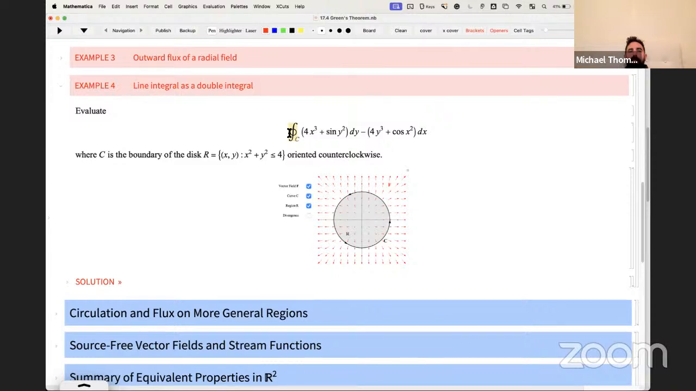Is it circulation or no? The circle means that the curve C is a closed curve. So this is a closed curve, right? Yeah. Okay.